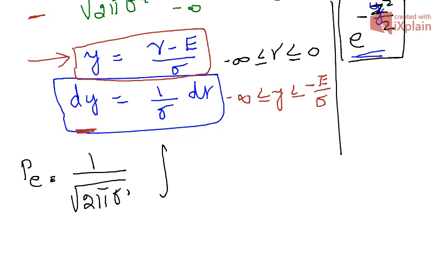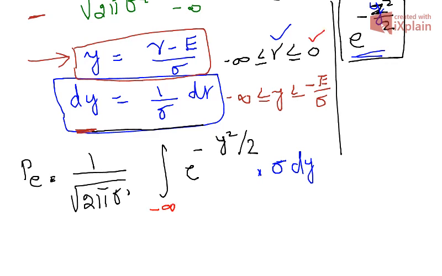Before substituting the limits, let me write e raised to the power minus y square over 2, right? Now we have dr in the expression, so instead of dr we would write sigma times dy, right? And for the limits, when r is minus infinity, y is minus infinity. When r is 0, y is minus e over sigma. So from minus infinity to minus e over sigma. These are our new limits.